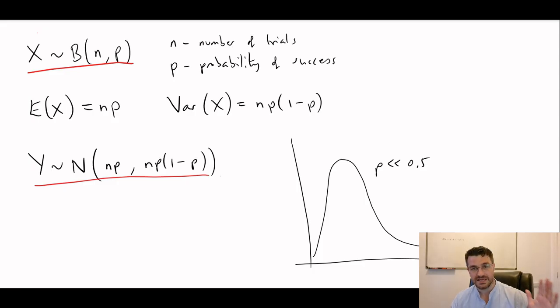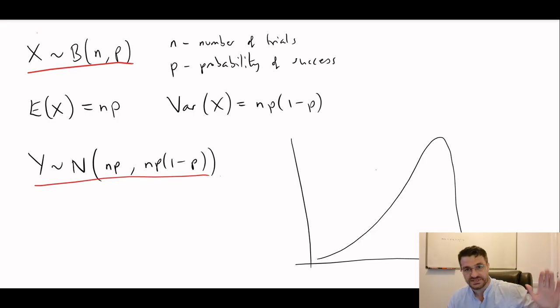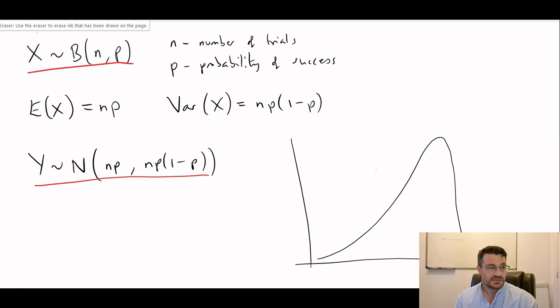On the other hand, as p gets closer to 1, then you get a skew in the other direction. Okay, so you'll get something that looks more like that. So you get a very long tail at the lower end of the distribution, and then it'll peak right up at the upper end of the distribution. But a normal distribution is symmetrical.